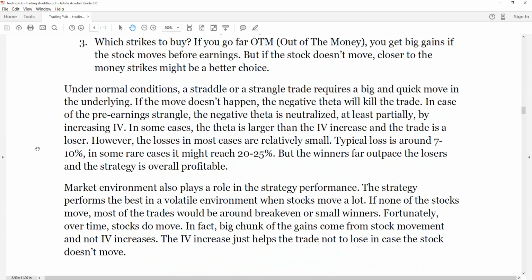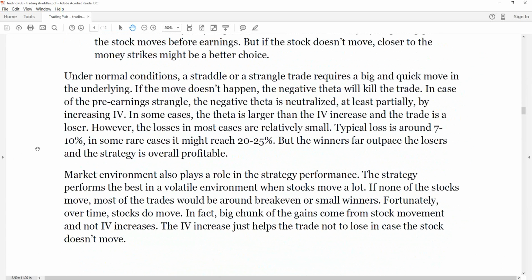Now, under normal conditions, and by normal conditions I mean no big event like earnings involved, a straddle or a strangle trade requires a big and quick move in the underlying. If a move doesn't happen, the negative theta will kill the trade. But in the case of a pre-earnings strangle or straddle, the negative theta is neutralized at least partially by increasing implied volatility.